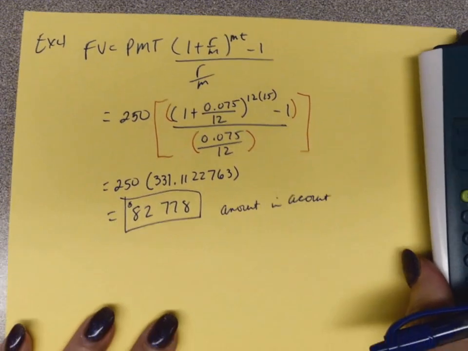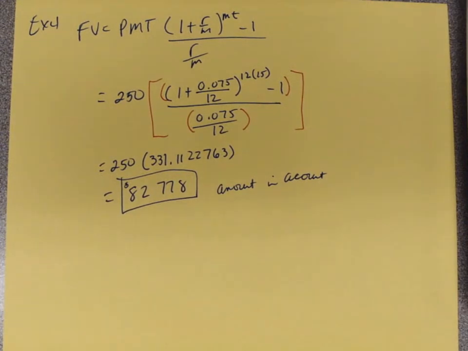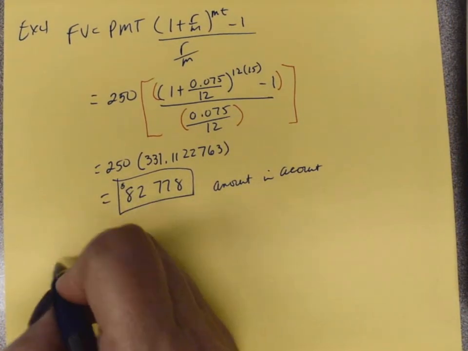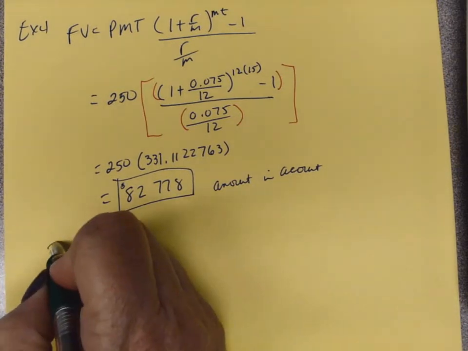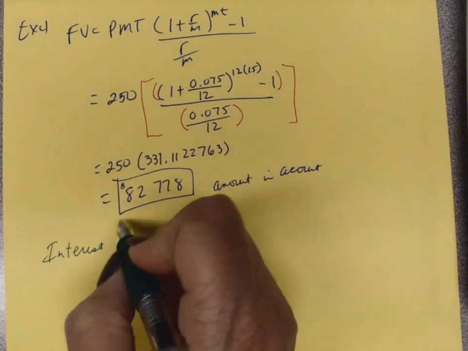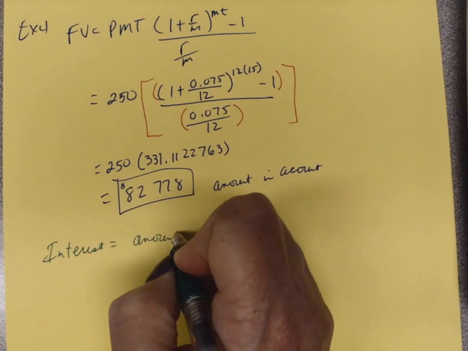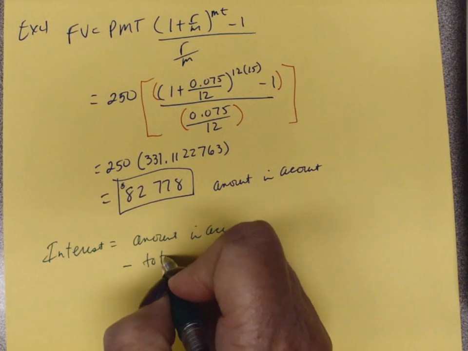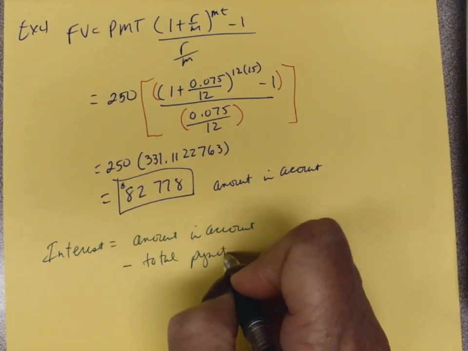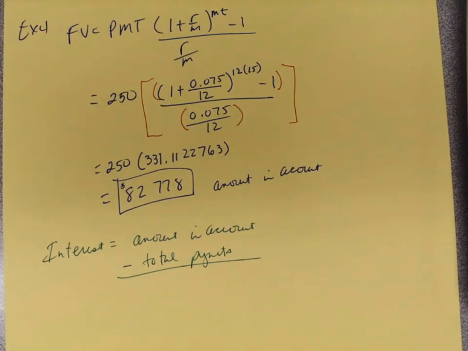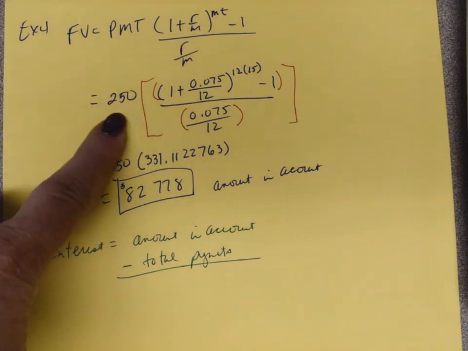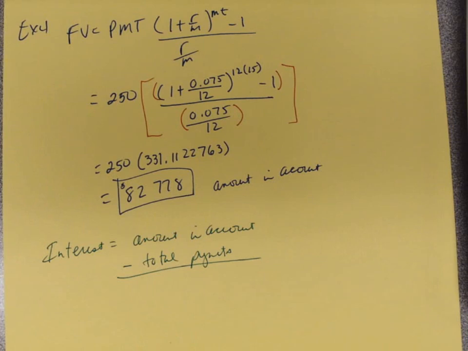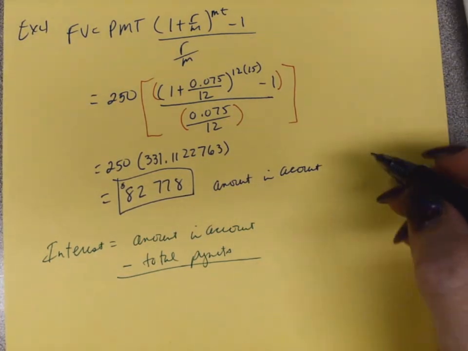All right, now the other part of the question said to find out how much interest did we earn. All right, so to find the interest, let's switch pens here. Our interest will be equal to the amount in the account minus the total payments. When we did some previous problems and we found the interest, we just subtracted out the principal because that was the amount we put in the account. But with these, we're actually making payments. We got to go find the total payments.